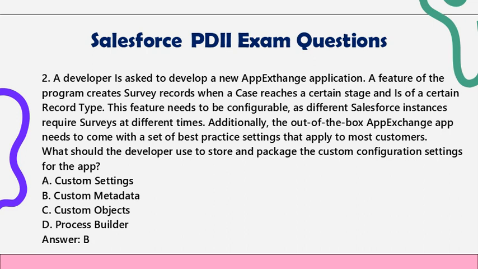A. Custom settings. B. Custom metadata. C. Custom objects. D. Process Builder. Answer: B.